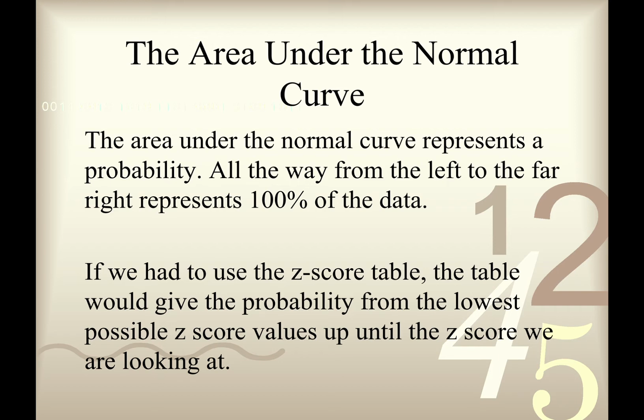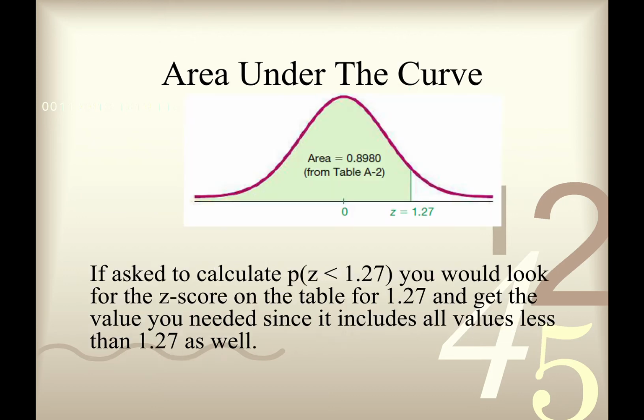And so if we had a z-score table, it would give the probability from the lowest possible z-score values up until the z-score value we are looking at. So it goes from left to right, as you see in this picture here. Notice the green is shaded on the far left, and it goes up until z equal to 1.27. So if we were asked for the probability that z is less than 1.27, you would look for the z-score 1.27 on the table and get the value you needed, since it includes all the values less than that. It basically counts all the area up until 1.27.